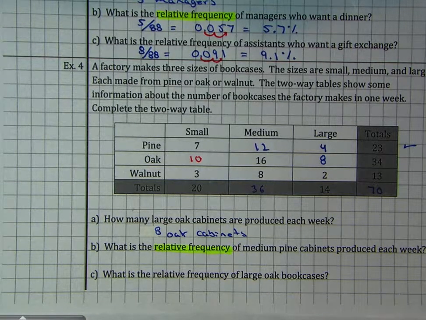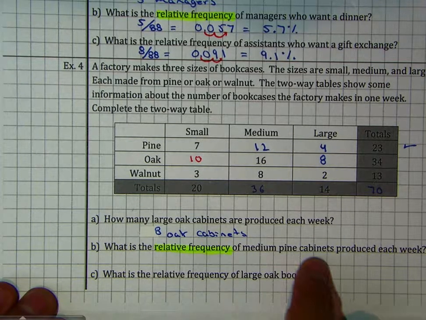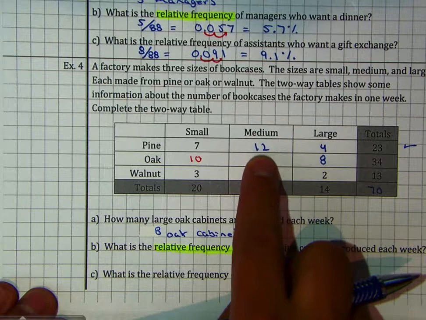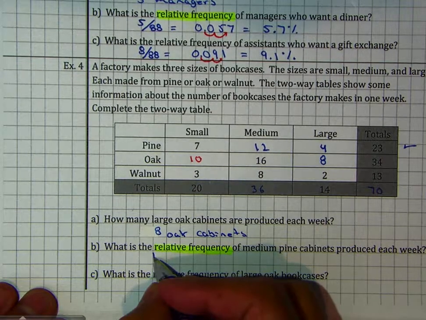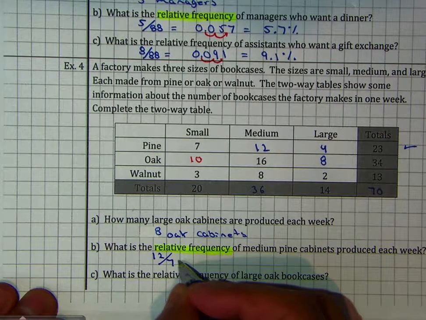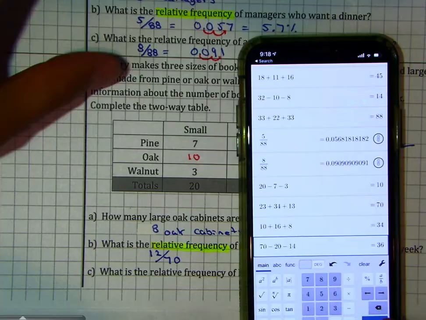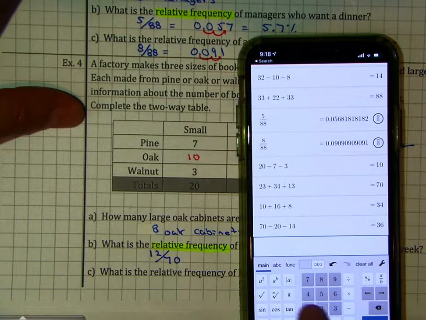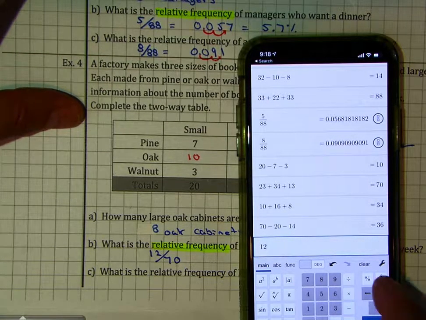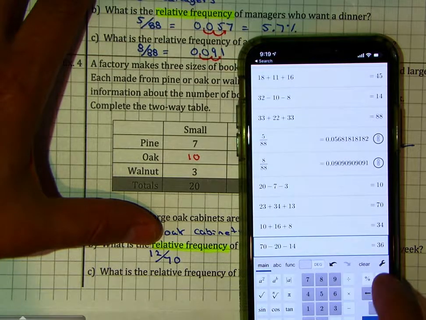Now, relative frequency of median pine cabinets. Median pine will be 12. 12 over the total, which is 70. And I'm going to type that into the calculator. We can reduce it if we want. But we have 12 over 70. Notice that in this calculator, you do 12 divided by, or you can just do the fraction. Either one works.